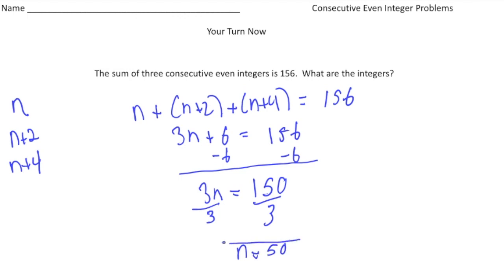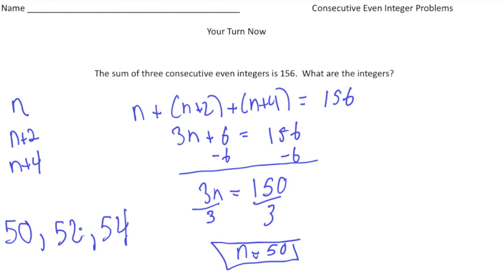All right, so that's our value of n. So if n is 50, so it's going to be 50 is the first one, the first integer. The second one, 50 plus 2 is 52. And the third is 50 plus 4 is 54. And guess what? If I add up 50 and 52 and 54, you get 156. All right, how'd you do?